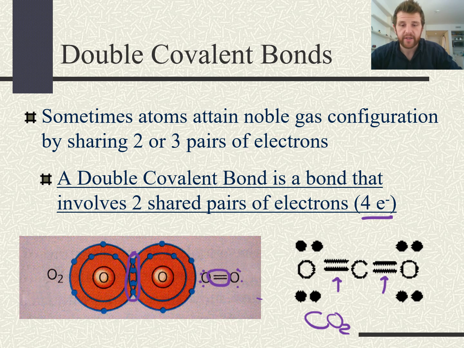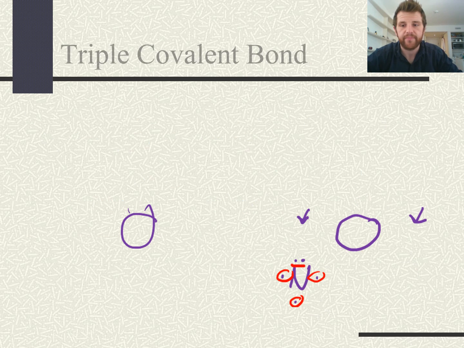Carbon dioxide, CO2, is another great example. The carbon has 2 double bonds, and then oxygen is also satisfied. Everything still has an octet in this situation.